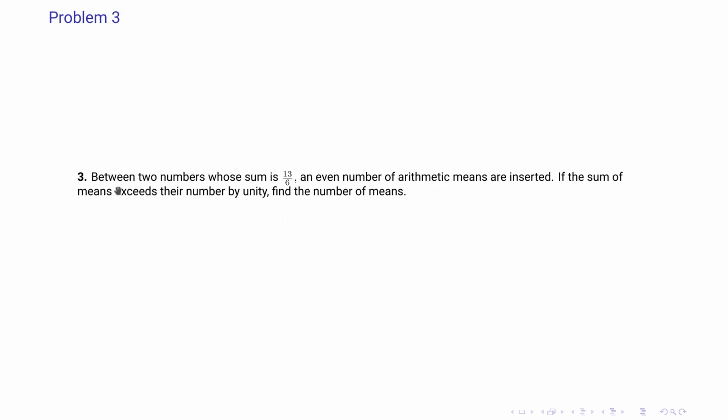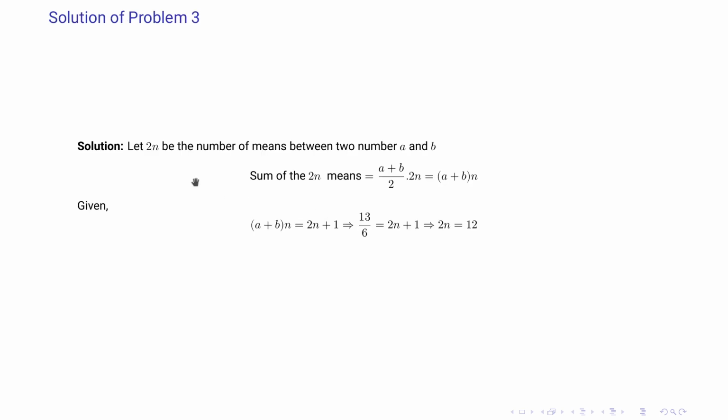Problem number 3 says that between two numbers whose sum is 13 by 6, an even number of arithmetic means are inserted. If the sum of means exceeds their number by unity, find the number of means. So we let 2n be the number of means inserted between two numbers a and b. So the sum of these means would be (a plus b) by 2 into 2n. Now this is equal to (a plus b) into n.